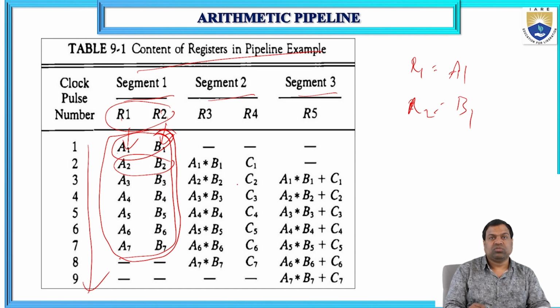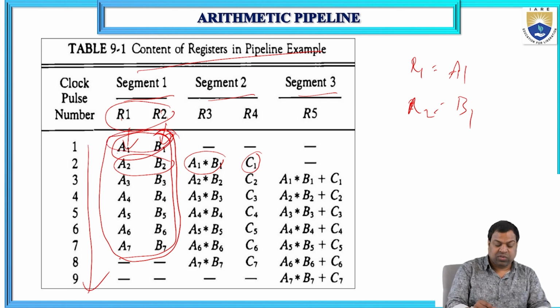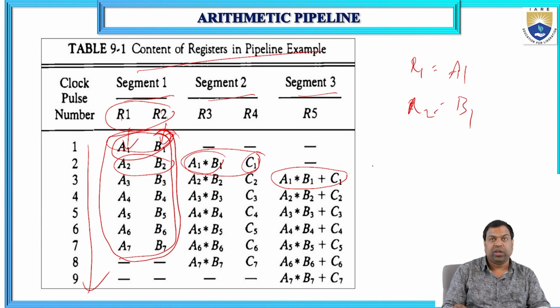Segment 2. What will happen in segment 2 now? A1 and B1 are multiplied and C1 should be ready to add. So in segment 2, A1 into B1 and C1 is ready. Next A2 into B2, C2 is ready to add with this resultant value. A3 into B3, and so on up to A7 into B7. In segment 3, what will happen? Segment 1 we defined, in segment 2 C1 is defined. In segment 3, the resultants, that means R3 and R4, should be added.